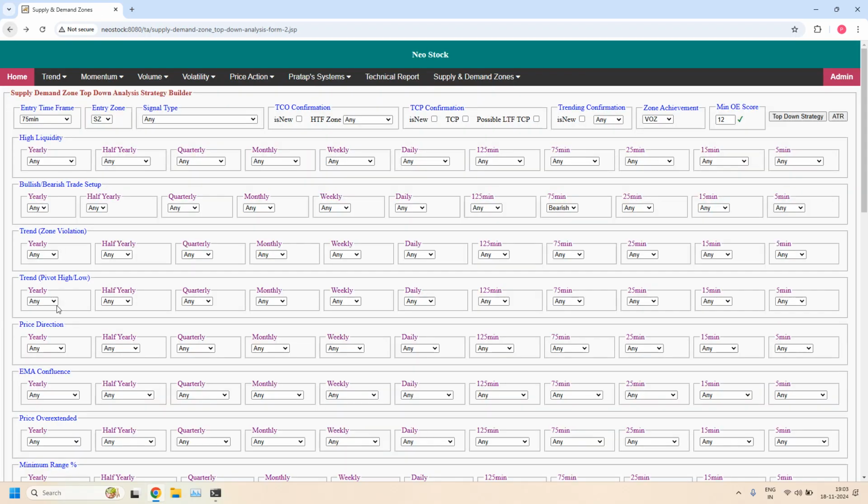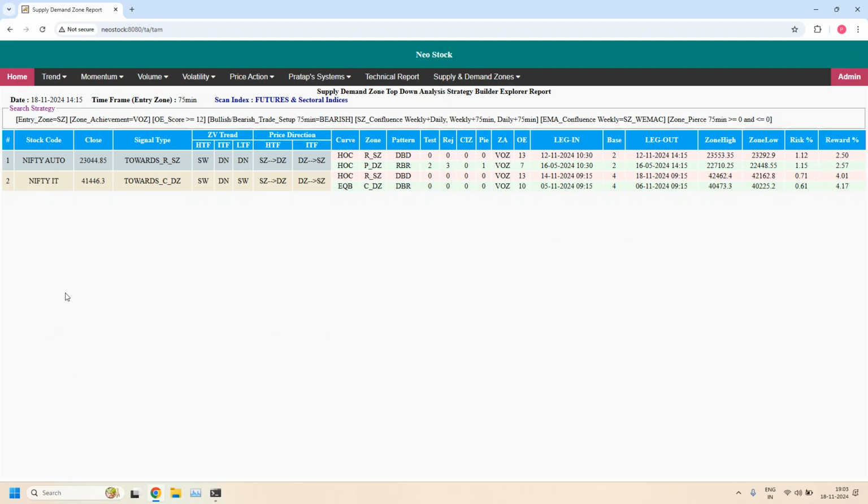Let us verify. In the EMA confluence at weekly time frame, weekly supply zone with weekly EMA confluence filter is enabled. With this filter, we did not get MGL. Only first 2 sideways, they won't get any extra advantage. Okay, this is about bearish trade setup for weekly income trade.